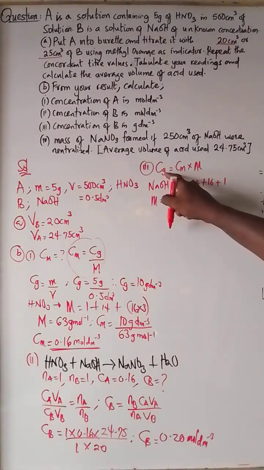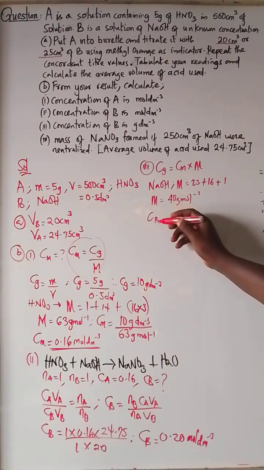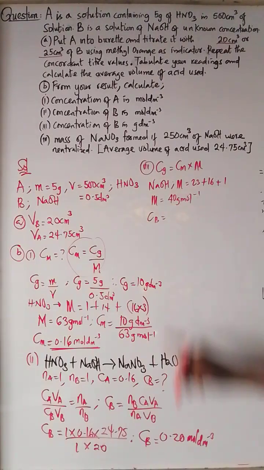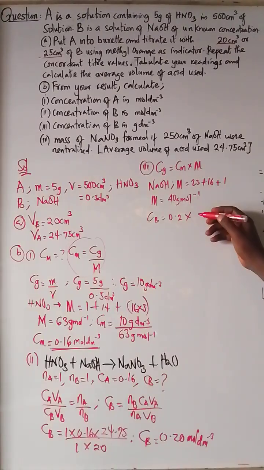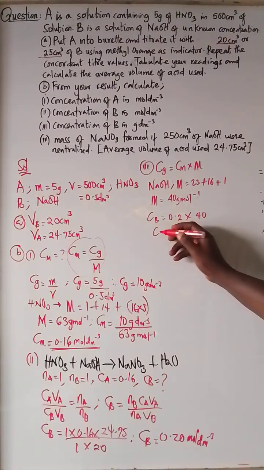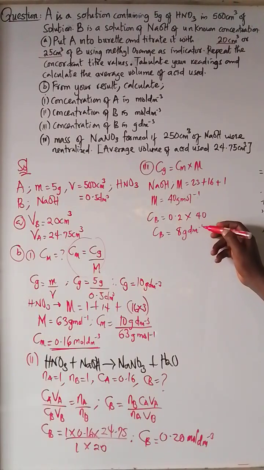So the mass concentration of B equals its molar concentration 0.2 times the molar mass, which is what? 40. So Cb is 8 gram per dm cube.